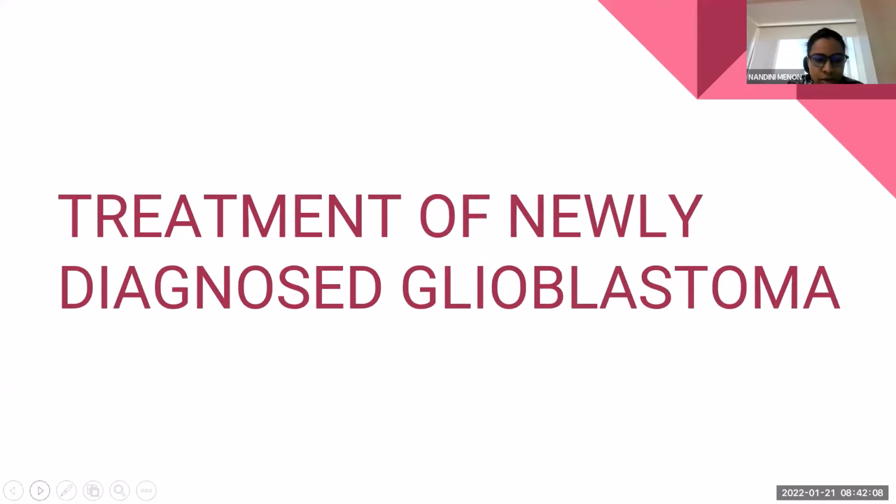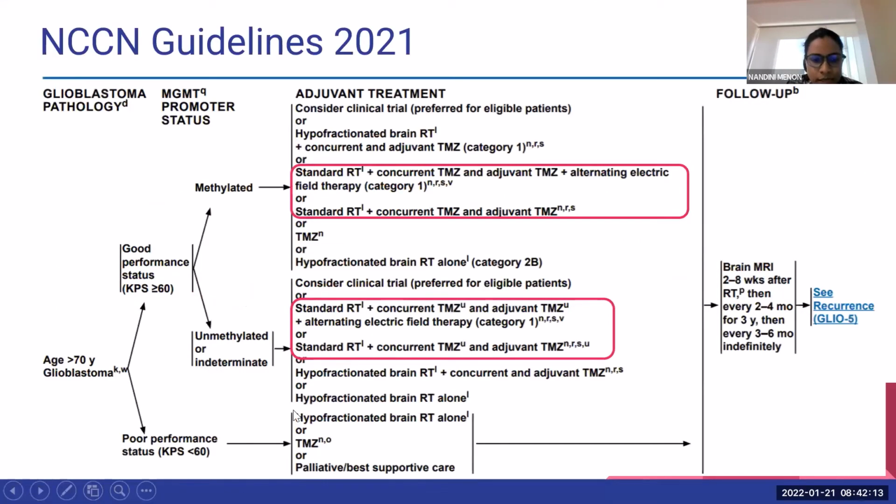So in short, a summary about how we go about treating newly diagnosed glioblastomas. These are the NCCN guidelines. The most important factors which determine prognosis in a glioblastoma include the KPS of the patient, that is the performance status, as well as the methylation and the age. If a patient is fit and less than 70 years old, the most aggressive and current standard of care is to undergo surgery, that is a maximal safe resection, followed by adjuvant radiation with concurrent temozolomide and 6 cycles of adjuvant temozolomide.